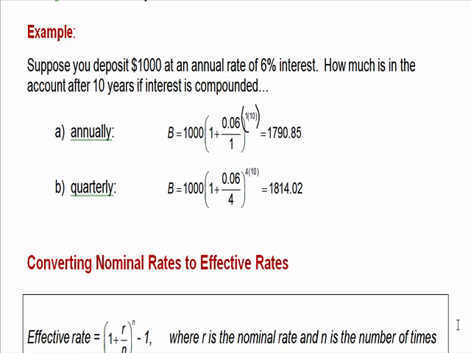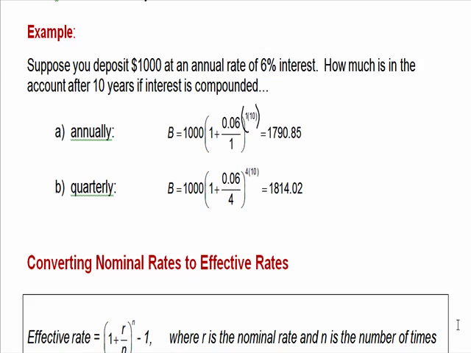This is what we started off and did in the first 3 sections of the chapter. So if we did that, the balance we would have at the end of 10 years is the initial balance, the $1,000, multiplied by the quantity 1 plus 0.06. Now we're only compounding annually, so we divide by 1, and then all raised to the NT, where N is 1 and T is 10 years. So we'd have 1,000 multiplied by 1.06 raised to the 10th power.